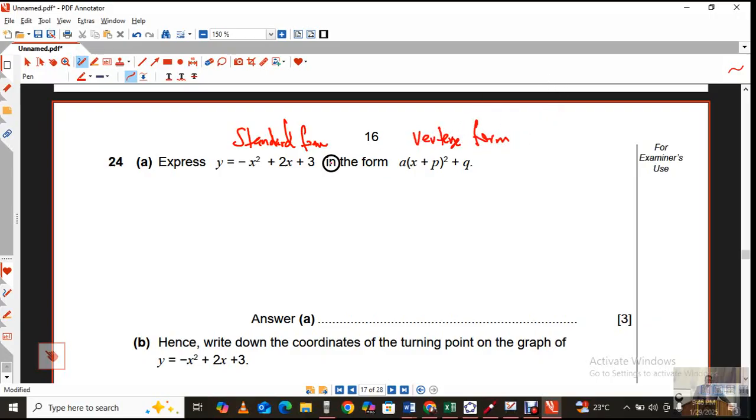So vertex form, since this is a minus, if you were to sketch this graph, it's going to have a maximum. That's how it's going to be. Because the value of a is less than 0, it's negative. A being the value, remember, standard form is y equals to ax squared plus bx plus c. So the a that I'm referring to is this minus 1. So this point here, that is the maximum point. We also call it the turning point.